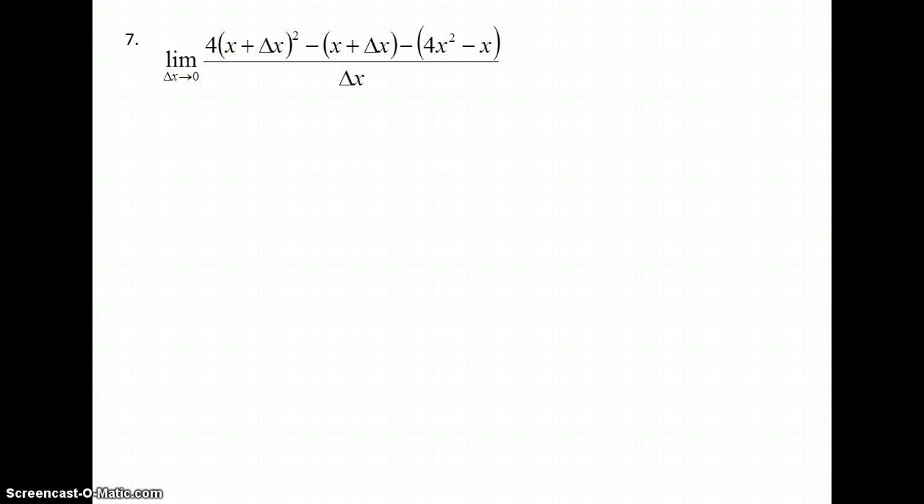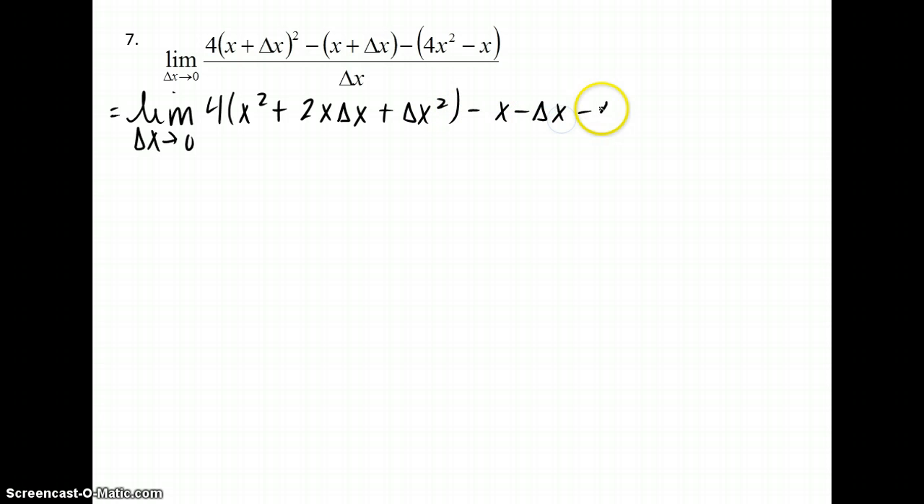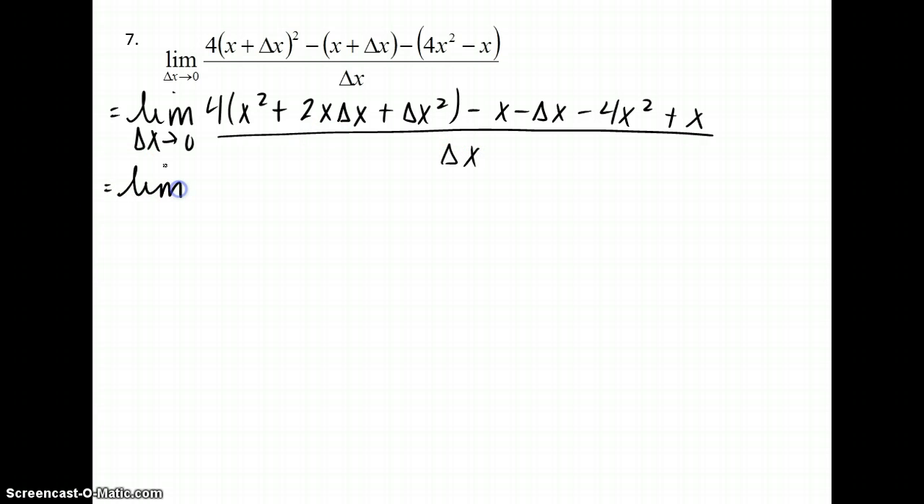Number 7, this should look familiar. This is the definition of derivative. Limit as delta x approaches 0. So expanding the binomial, square the first, double the product, square the last term. Then I'm going to distribute those negatives in the second terms. Okay, next step, distribute the 4.